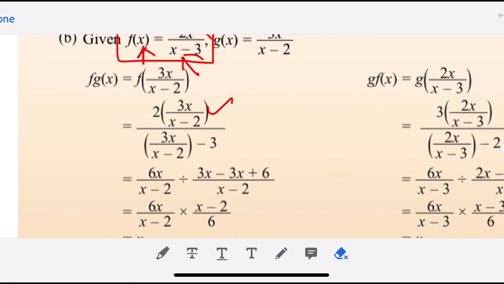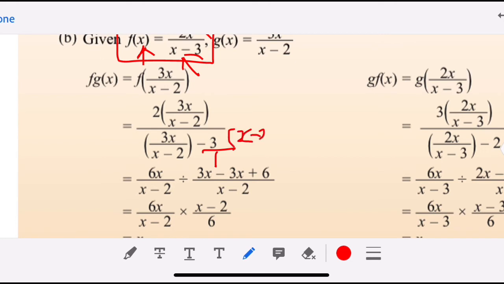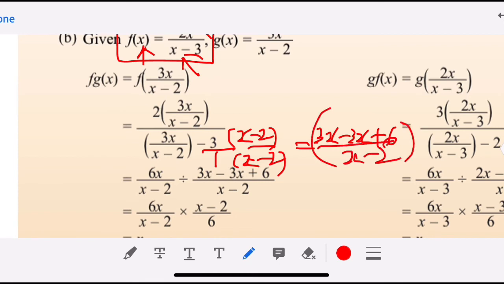Okay, how to simplify this is you have to make it a fraction, and then you times x minus 2, and then you will have the denominator like this, minus 3x plus 6, right, over x minus 2. And then you have this, it means divide. So you have to divide by this, and when you divide, okay, this is actually 6, right?